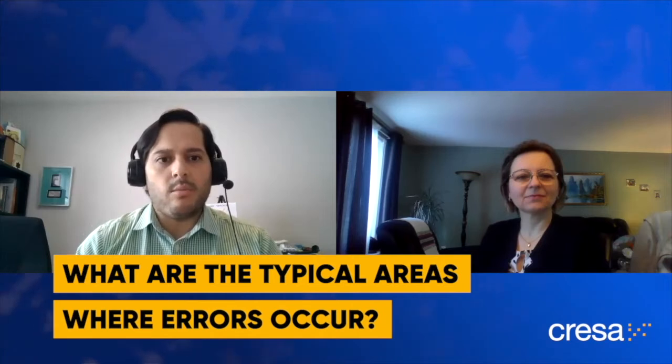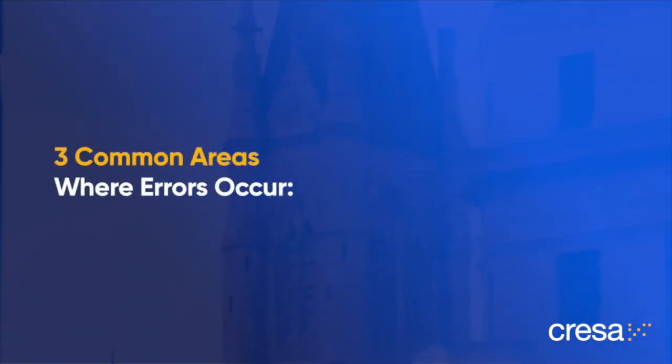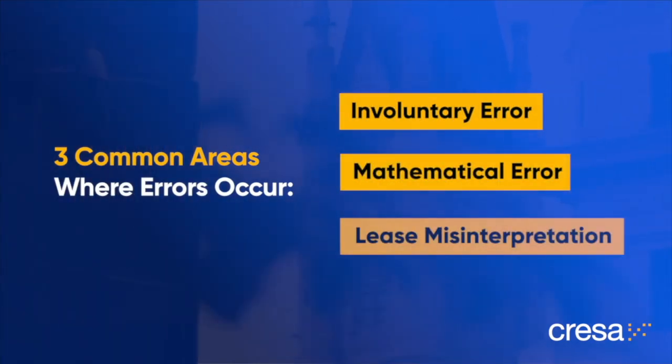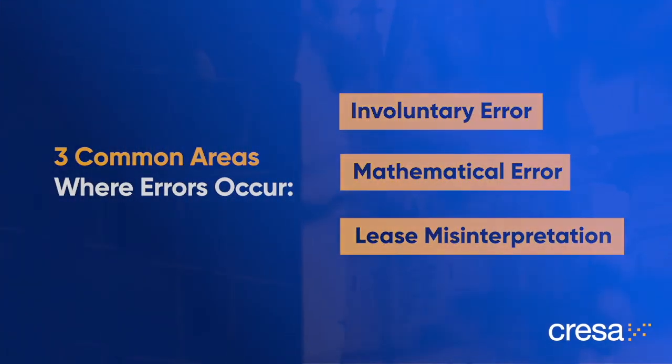Our belief is that tenants need to pay closer attention to what costs will be on their side of the ledger versus the landlord. And in your experience, where might be some of the bigger areas or most often seen areas where discrepancies or errors may occur? I came across errors in all areas over the past 10 years. Most often, I would say involuntary errors, mathematical errors, lease misinterpretations, they come back quite often.